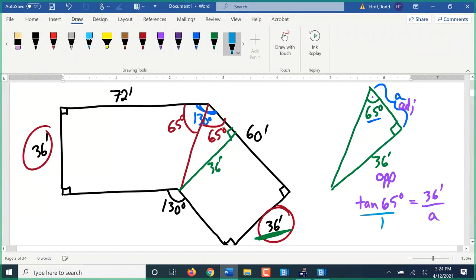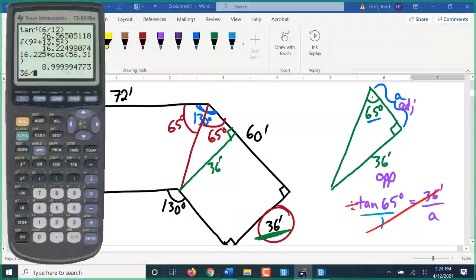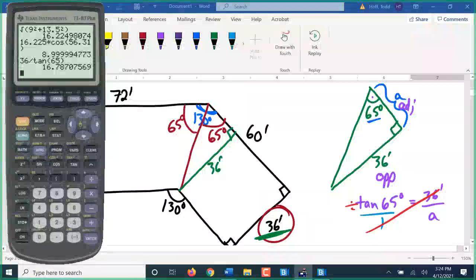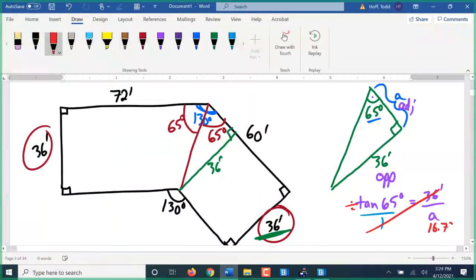We're looking for a missing side. We're going to make it a proportion. So we put the tangent over 1. Now we're going to cross multiply and divide. So it's 1 times 36, which is 36, divided by the tangent of 65 degrees, gives us 16.79 feet. This distance here, 16.79. What does that tell me about this distance over here? Same. It's the same, 16.79.